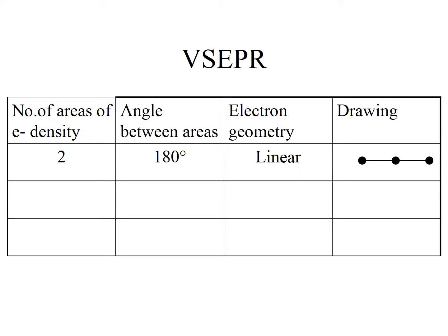So any atom that has two areas of electron density on it will find that those two areas of electron density have an angle between them of 180, and we say the electron geometry of that atom is linear, and we would draw it out as a linear structure.